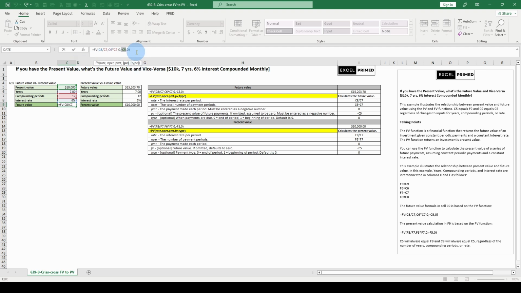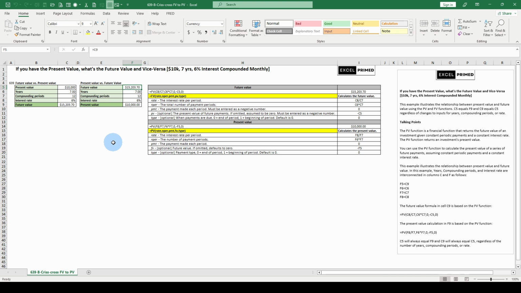If you want your interest to grow and mature at the beginning of, say, January, you would put 1, beginning of period, otherwise end of period. So this would be December 31st. It's just theoretical, okay? And then it just grows to 15,203.